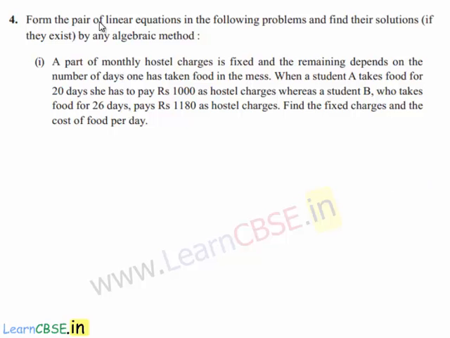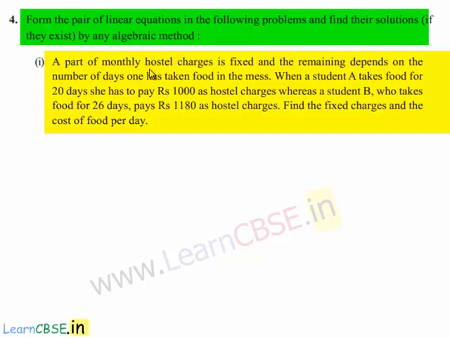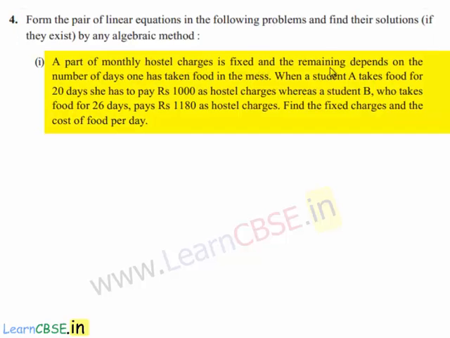Coming to the fourth problem, form the pair of linear equations in the following problems and find their solutions if they exist by any algebraic method. The first part: a part of monthly hostel charges is fixed and the remaining depends on the number of days one has taken food in the mess. When a student A takes food for 20 days, she has to pay 1000 rupees as hostel charges, whereas a student B who takes food for 26 days pays rupees 1180 as hostel charges. Find the fixed charges and the cost of the food per day.